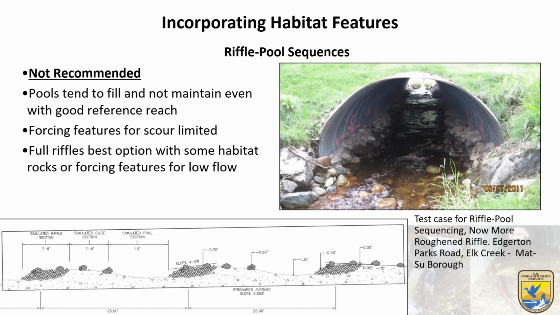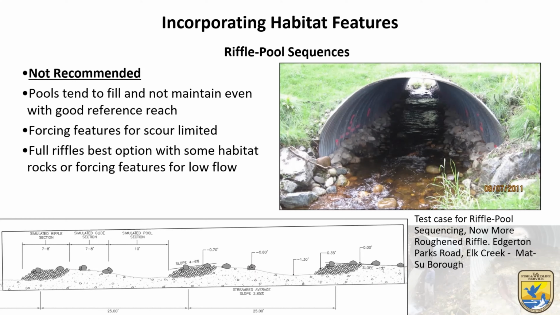The pools tend to fill over time. You don't have a floodplain within that culvert to any extent, and you don't have your meanders. You're not able to meander it enough that your scour forces maintain that pool over time. You need some pretty good meanders to maintain pools, and you just can't get that no matter how wide you make these culverts for the most part. So full riffle is the best option with these low flow cases, and especially using low forcing features for low flow environments.